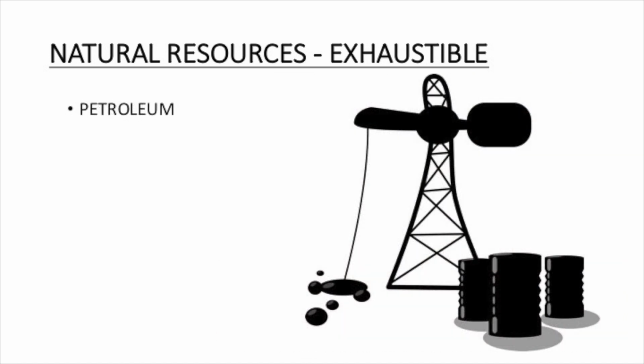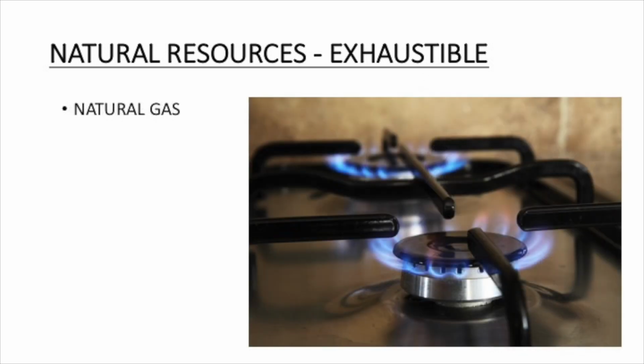Next one, petroleum. Yes, these are the things that we put into our vehicles, like cars, motorbikes, airplanes, and trains. This is the fuel that all of the vehicles operate on. But one day, they will run out. And that's why we call them natural resources exhaustible. Another type, natural gas.